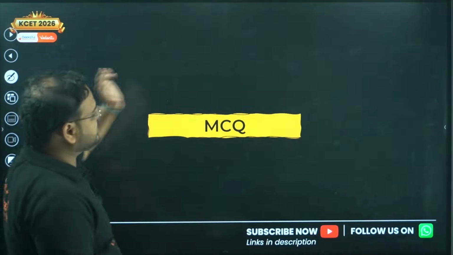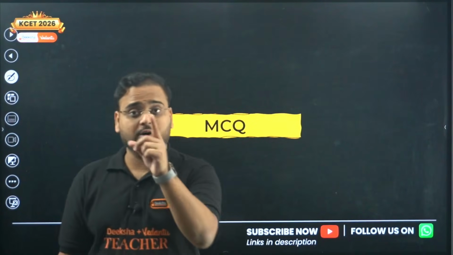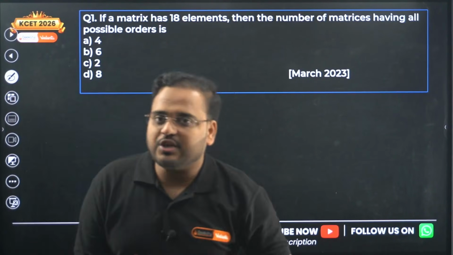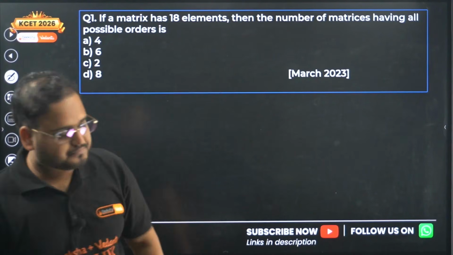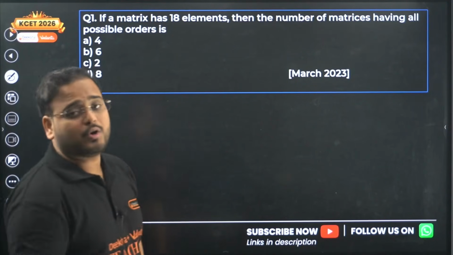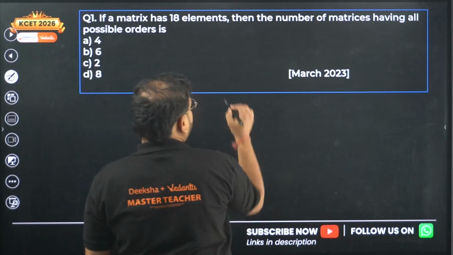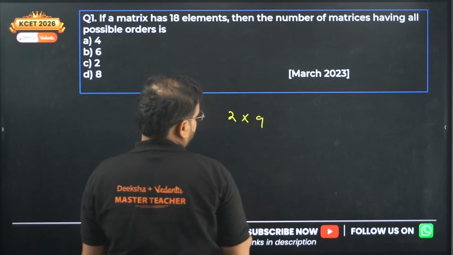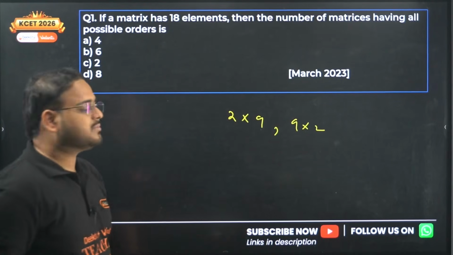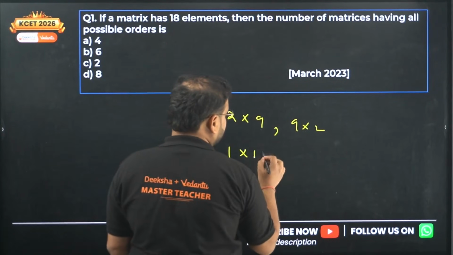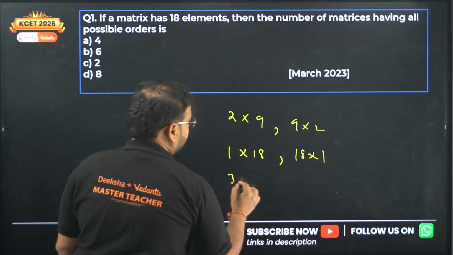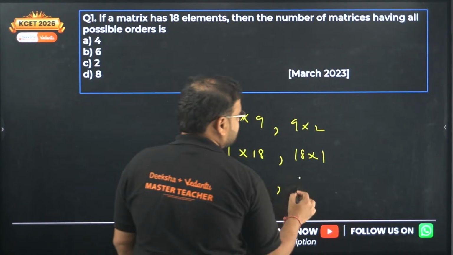Let's start the first section, which is MCQs, the 1 marker category. Question number 1, an MCQ from the March 2023 paper. If a matrix has 18 elements, the number of matrices having all possible orders. 18 elements, so it can be 2 cross 9, correct? It can be 9 cross 2 also, meaning 2 rows 9 columns, 9 rows 2 columns. We can also have 1 row 18 columns and 18 rows 1 column. We can also have 3 rows 6 columns and 6 rows 3 columns.